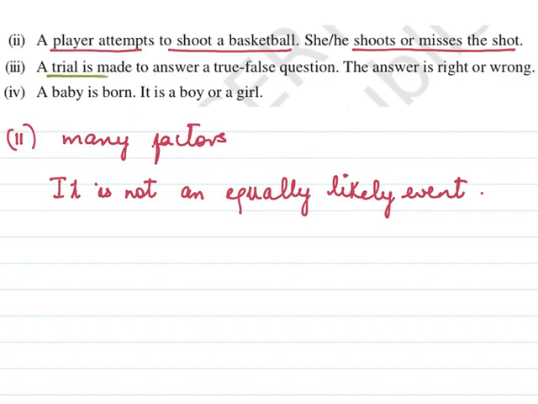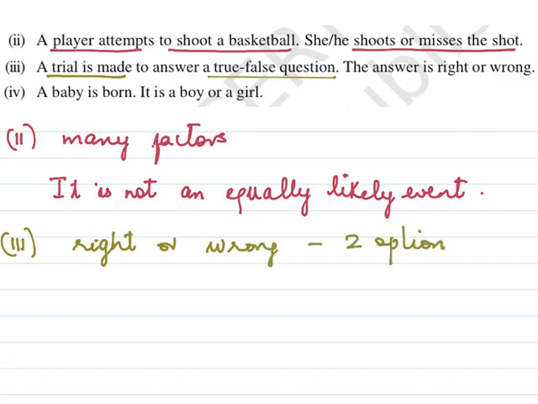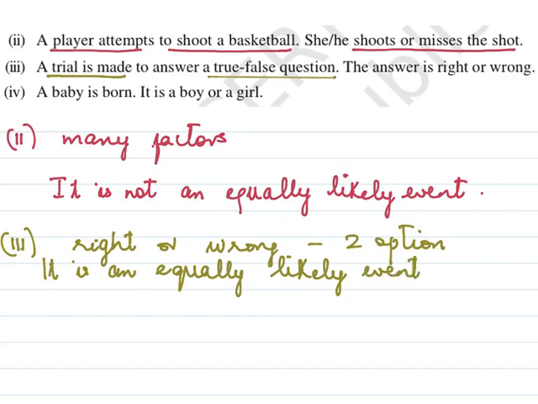Now for the third one, a trial is made to answer a true or false question. What is the probability of it being right or wrong? Now here there can be only two options. Either it could be right or wrong. So we have two options which could be equally likely. So it is an equally likely event, because the trial has two possibilities, either right or wrong.